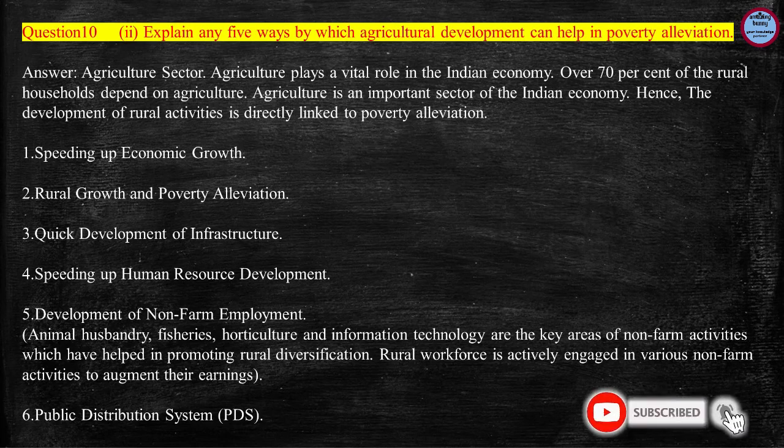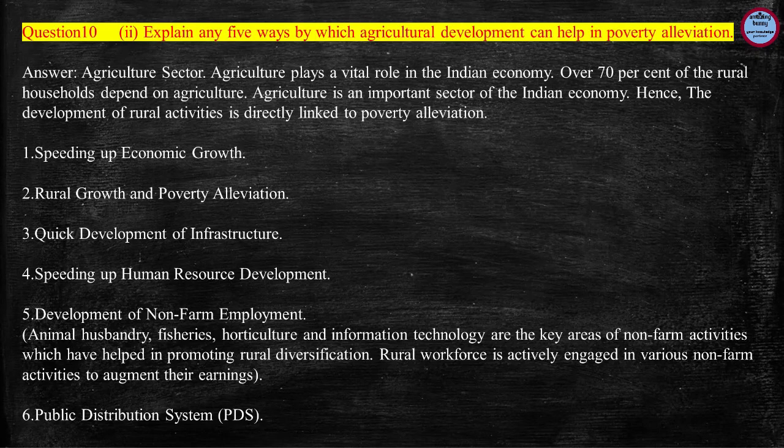Now, the first way is speeding up economic growth. Second way by which agricultural development can help in poverty alleviation is rural growth and poverty alleviation. Third is quick development of infrastructure. Fourth is speeding up human resource development. And the fifth is development of non-farm employment.